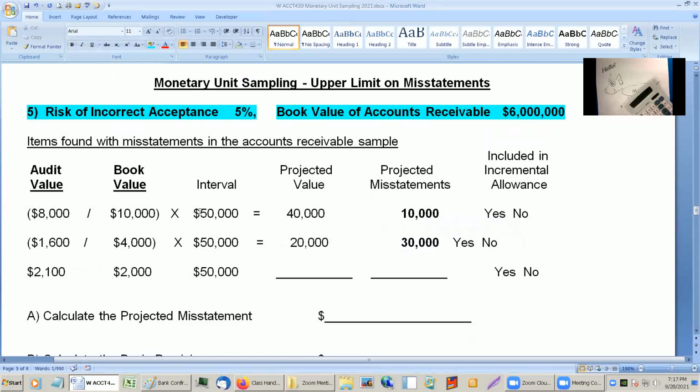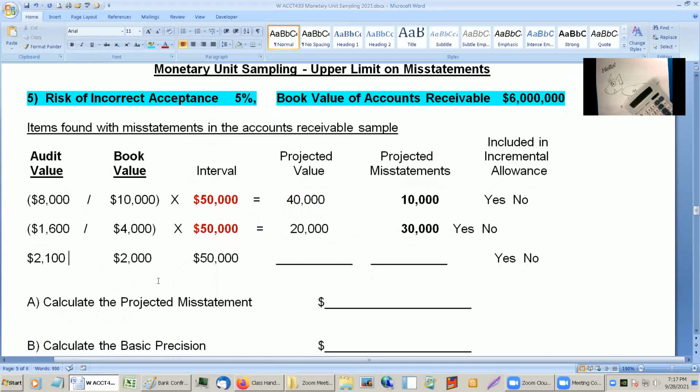Because we're saying of this $50,000 interval, that if it's really only worth 20,000, then it must be misstated by the rest of it, right? So if 40,000 of it is okay, then the other 10,000 of this interval isn't.